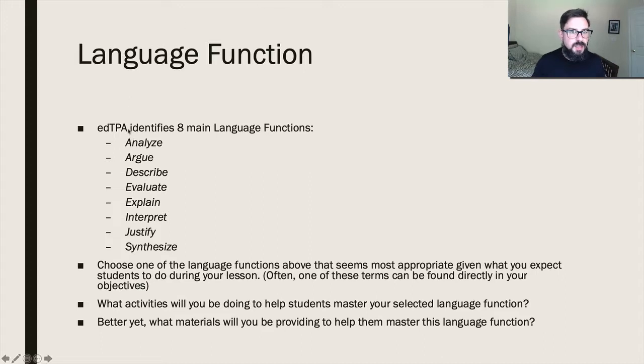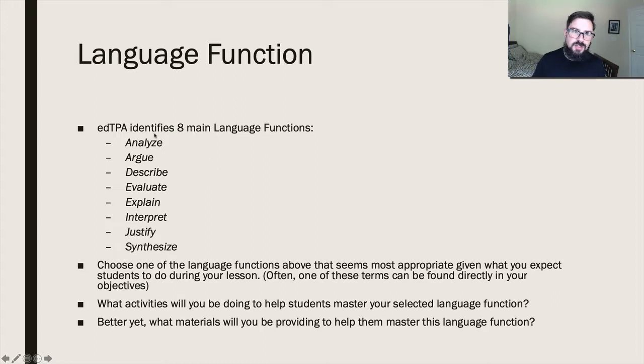And so EdTPA provides 8 examples of what they think are pretty typical language functions: analyze, argue, describe, evaluate, explain, interpret, justify, and synthesize. So those are the 8 main language functions they identify. You are certainly not limited to them. But they are ones that typically people choose.